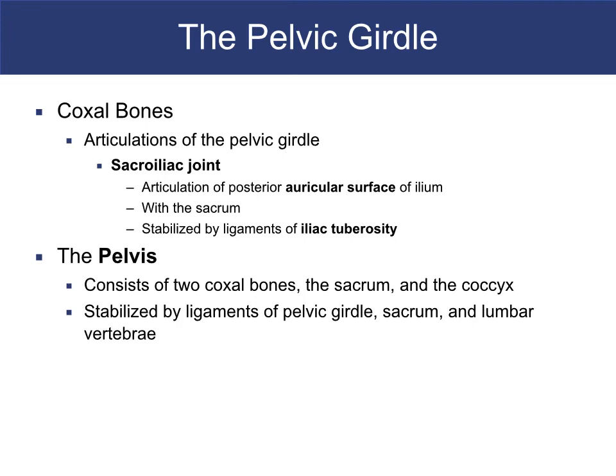The pelvis consists of the two coxal bones, the sacrum, and the coccyx. The coccyx hangs off the back end of the sacrum, remember? Down here at the bottom, the coccyx.